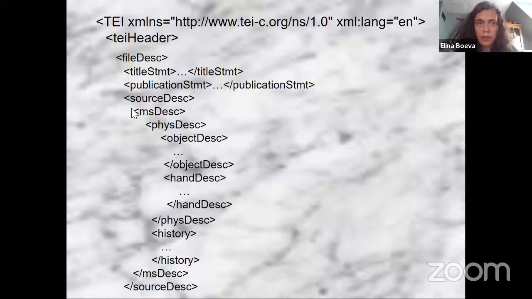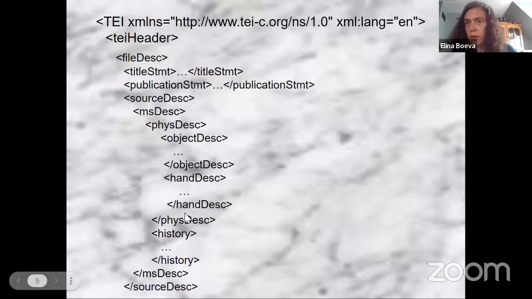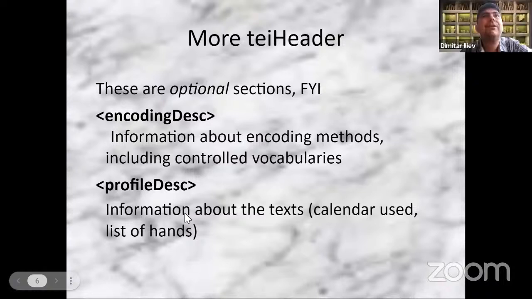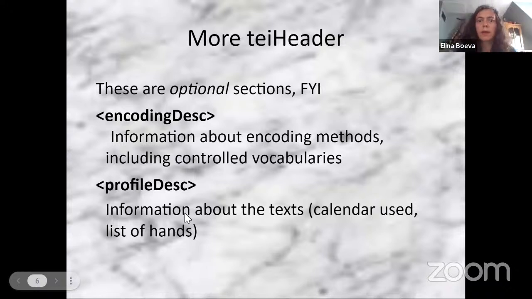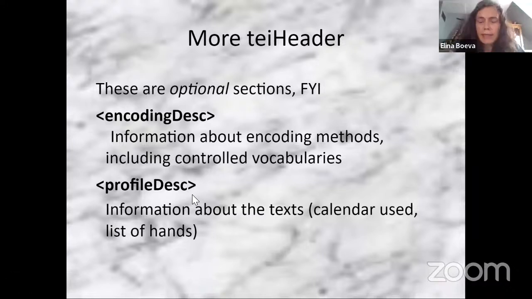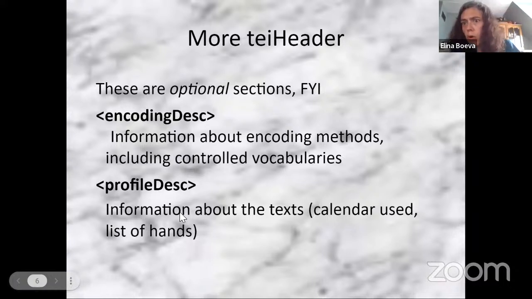And yeah, this is how it looks on the more general template, the EpiDoc template. Yes, this is what was actually missing from the other presentation. After the file description, you have the encoding description and the profile description. Profile description is something we don't use, but it should be used in more complex cases.